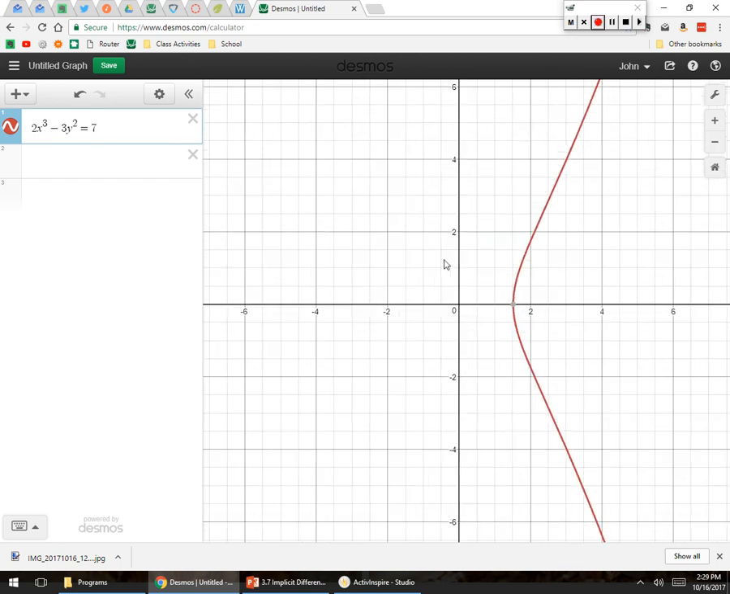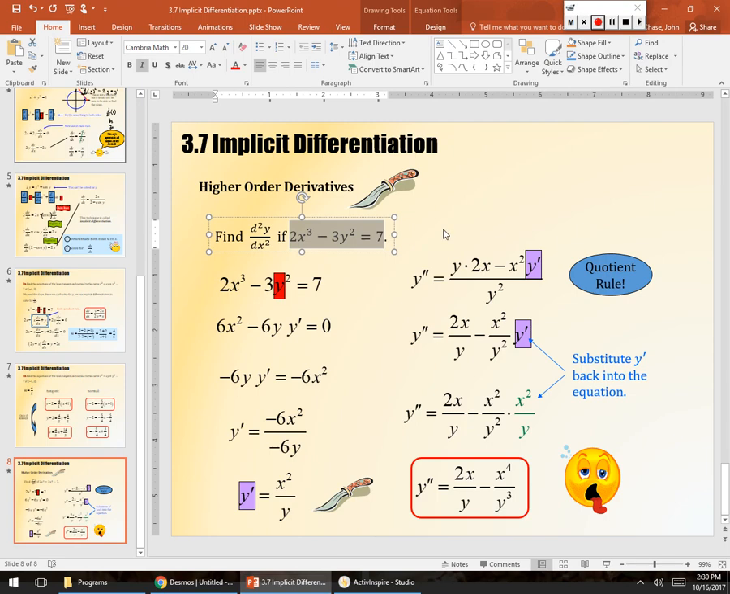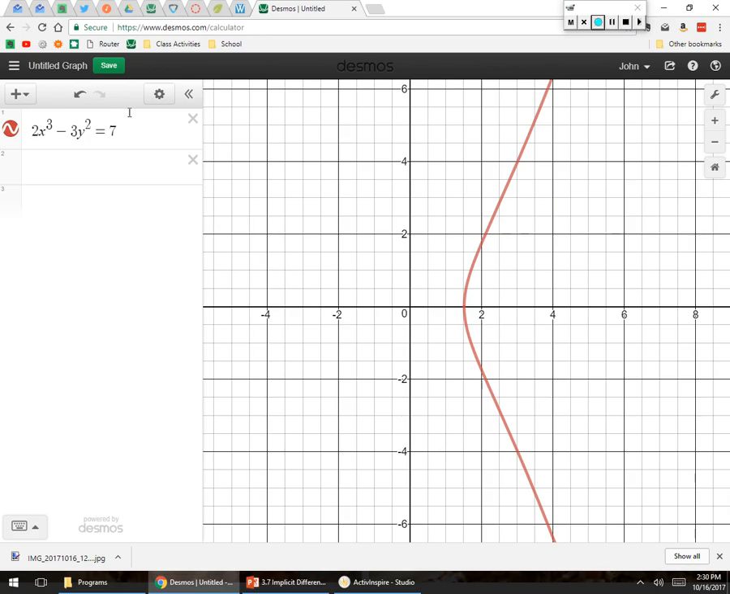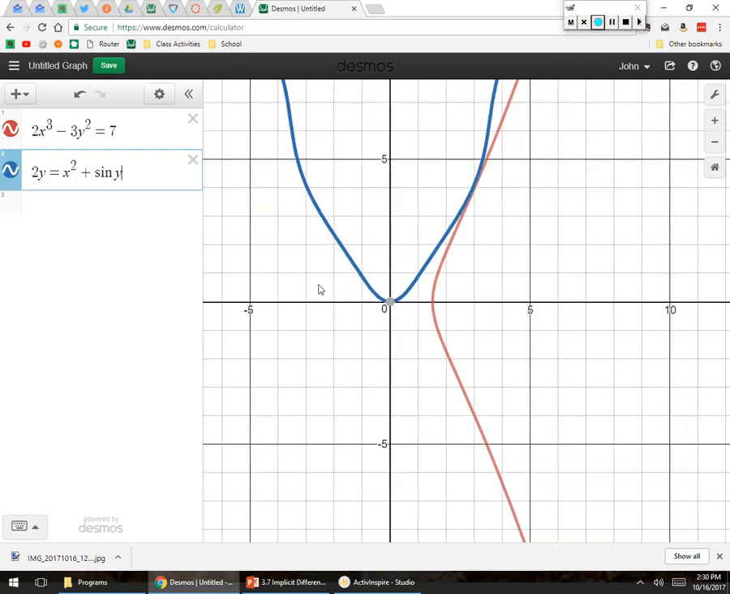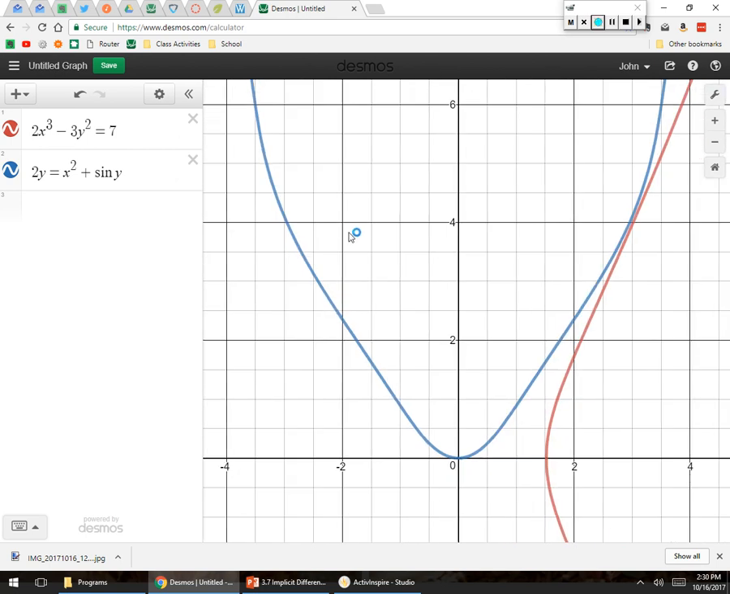There's the function we just did. There it is. Did you want to look at this one? Look at these crazy curves. There it is. That's the one we did earlier.